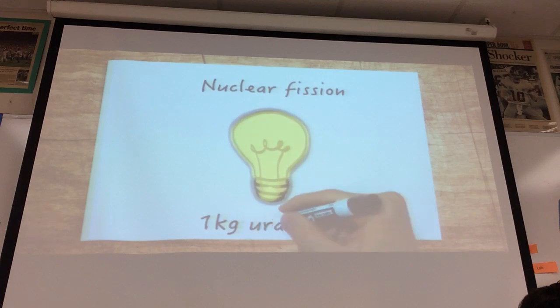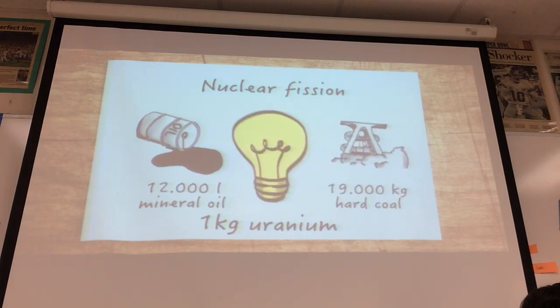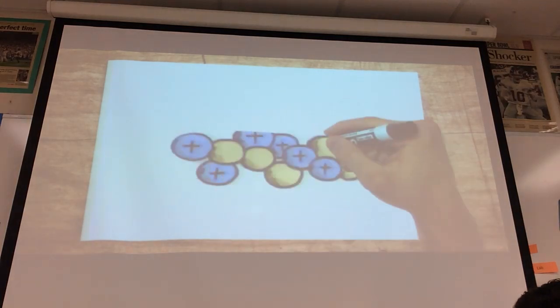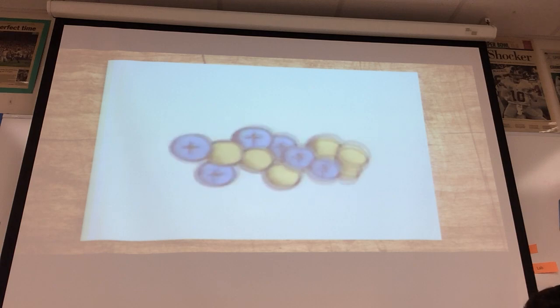1 kilogram of naturally occurring uranium has the energy of 12,000 liters of mineral oil, or of almost 19,000 kilos of hard coal. But where does this energy come from, and why is it so much more than in the case of other energy carriers, such as oil and coal? Let us recall, besides the neutrons, the atomic nucleus only consists of the positively charged protons. Now, equal charges repel each other, similar to the equal poles of 2 magnets.